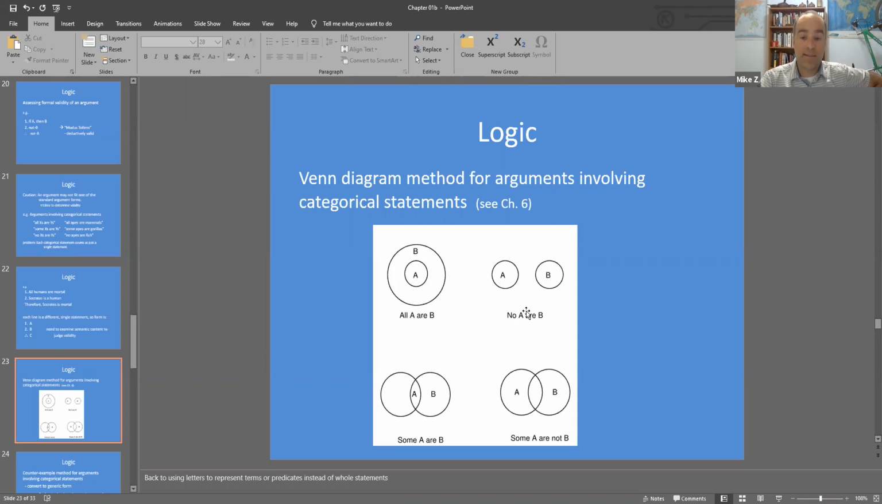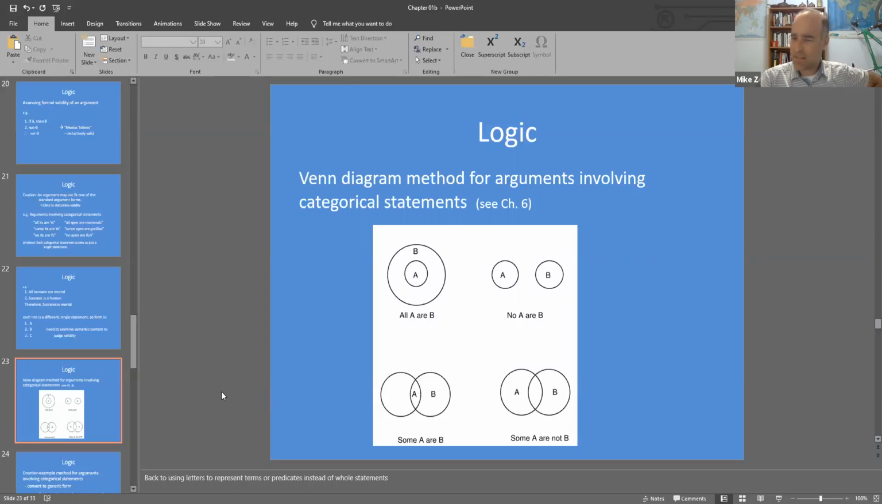But if the categorical statement we're dealing with is no A's are B's, then we would have two completely separate circles, right? All the A's fit into this circle, and none of them fit into the B circle. So that matches the statement that no A's are B's. Some A's are B's. Well, then we've got some overlap here. Some of the A circle is included in the B circle, so some of the A's are also B's. And then over here, some A's are not B's. Again, we've got some overlap, where maybe some of the A's are outside the B circle.